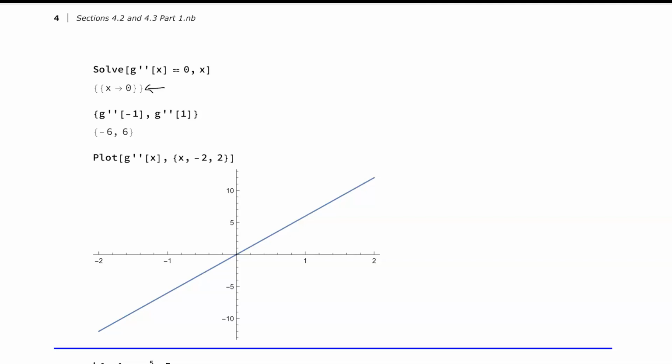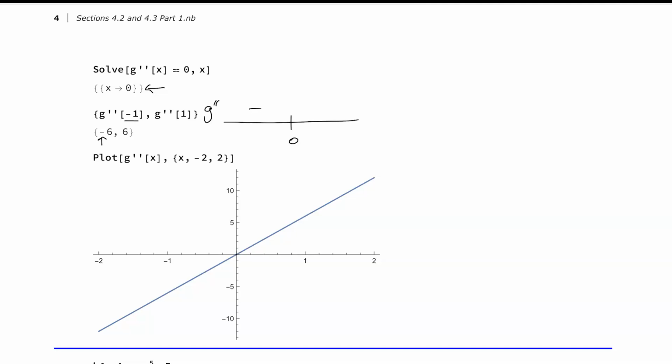Okay, and then I found g double prime, or I asked Mathematica to find it. It's a nice line equation, 6x. And I set that equal to 0, and I got x equals 0. Okay, and then I checked the sign of g double prime on either side of that. So I create a number line, and I put the root of g double prime on my number line. So I set g double prime equal to 0, and my solution was x equals 0, and that x equals 0 is what's on this number line.